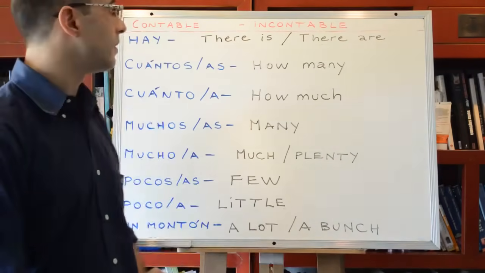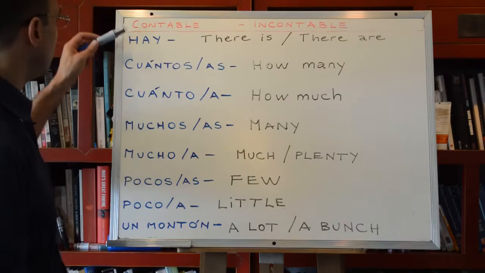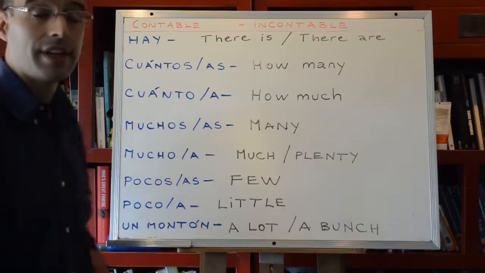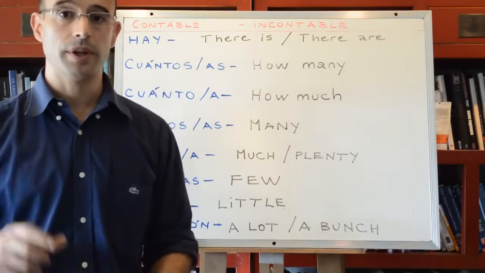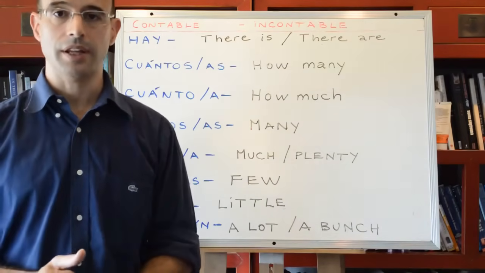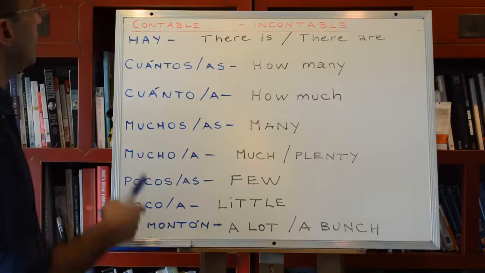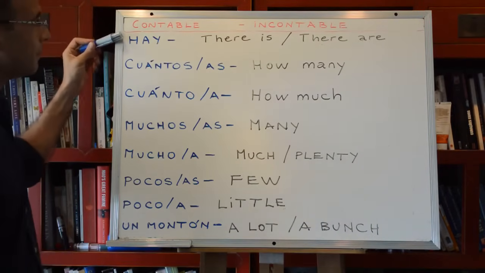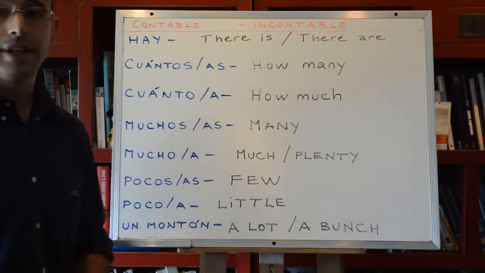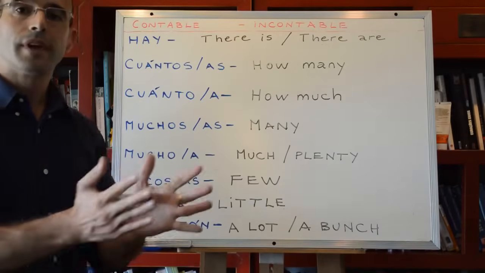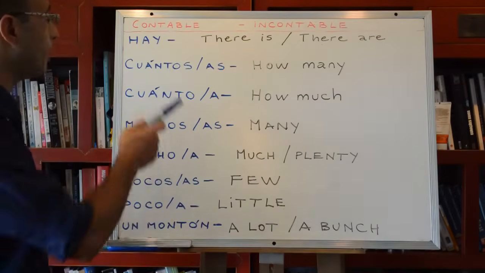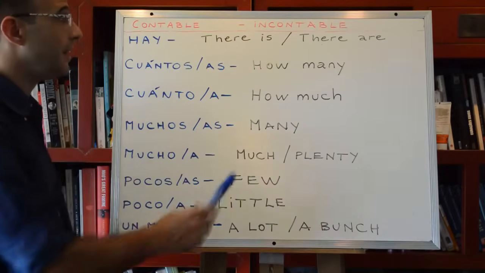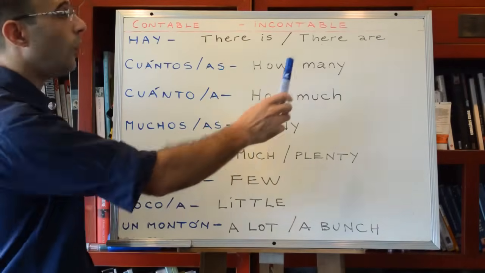Alright? So let me read all these once again, but in Spanish, and explaining it in Spanish so you can start training your hearing. Tenemos la palabra hay, que sirve indistintamente para contables y para incontables. Así que la palabra hay se usa tanto para indicar there is o there are.